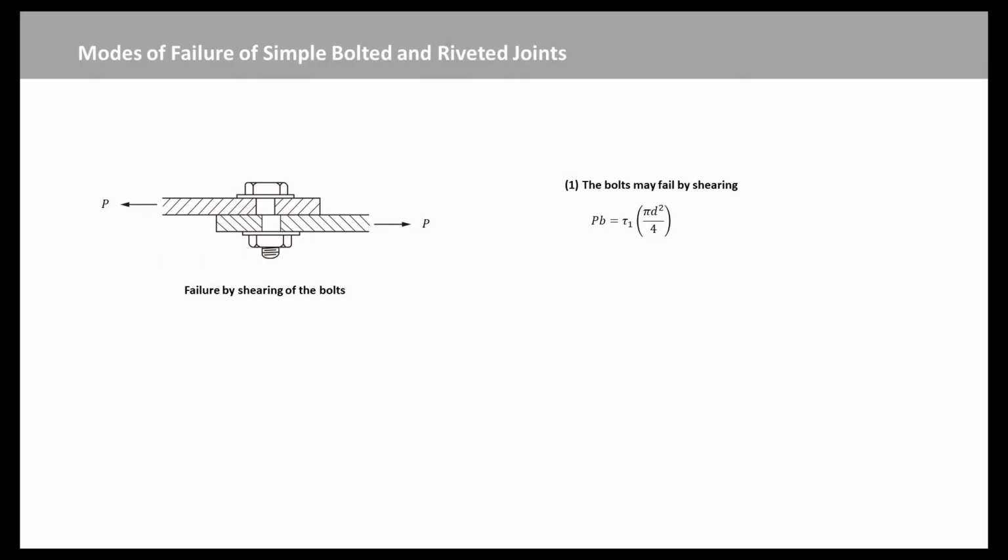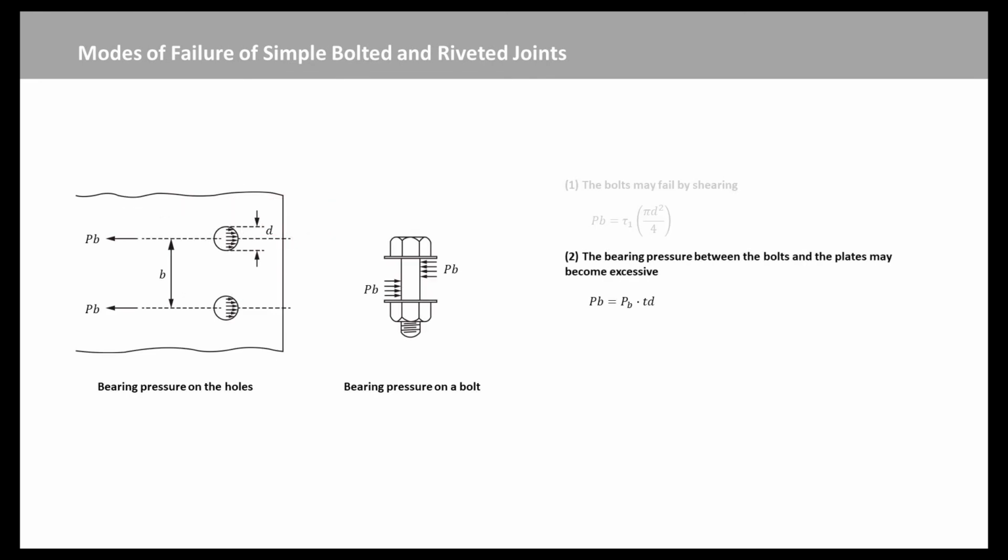If tau 1 is the maximum shear stress the bolts will withstand, the total shear force required to shear a bolt is tau 1 times the area of the circular hole. The load carried by a single bolt is P times b, so that a failure of this type occurs when P times b equals the shear force of the bolt.